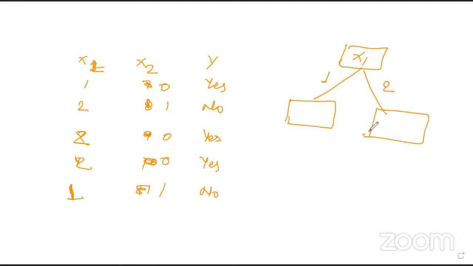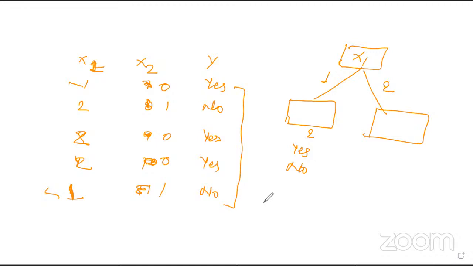Okay, so how many data points will be in the left node? Those for which x1 is 1 go to the left node. So here x1 is 1, x1 is 1. So these 2 points go here. So here are 2 points, one takes the value yes and one takes the value no.